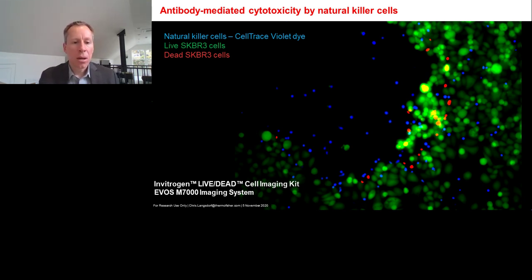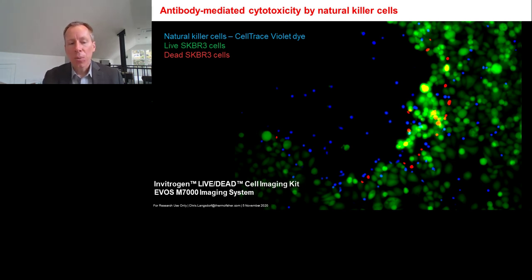And this is using a system called the Live Dead Cell Imaging Kit with two components, a green dye that labels our live cells, and then as those cells die, the green signal is lost and a very bright red signal appears. And so functionally, we can see that our NK cells are able to act in an antibody-mediated manner to kill breast cancer cells, to target and kill a solid tumor model.